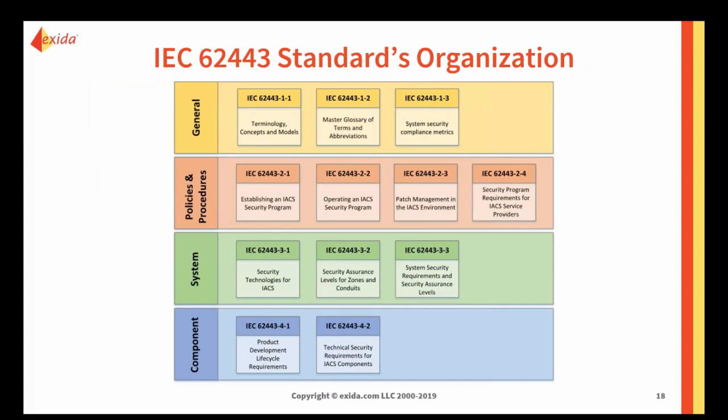Here's the standards organization. So at the top, what we have is basically our general overview. It's the one series, the 62443-1 series. So it talks about terminology, concepts, and the general idea of what the models are that are discussed and have derived requirements in the other standards. We have the glossary of terms and abbreviations and compliance metrics.